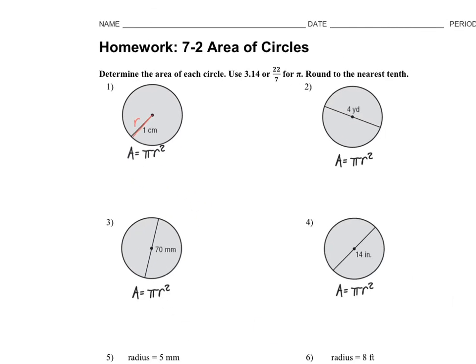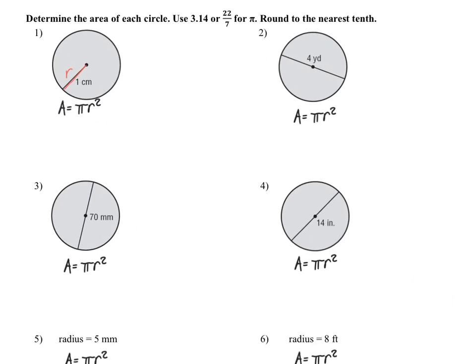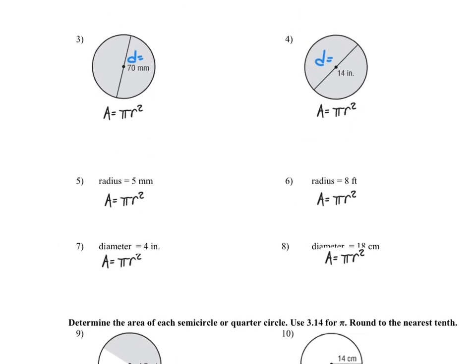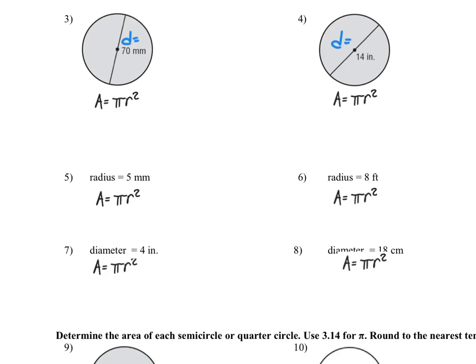Looking at these other ones real quick. On number 2, they give us the diameter. Number 3, diameter. Number 4, diameter. 5 and 6, obviously the radius, but make sure that you watch out for the diameter on 7 and 8. Keep in mind that for the diameter, the radius is going to be half of what they give you.